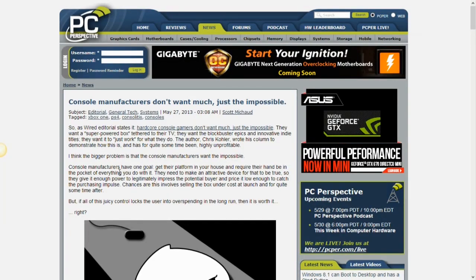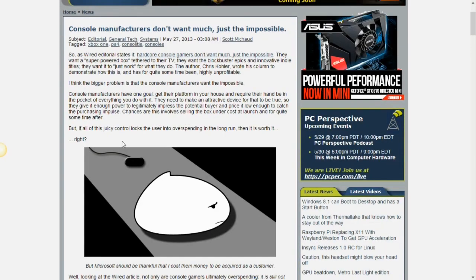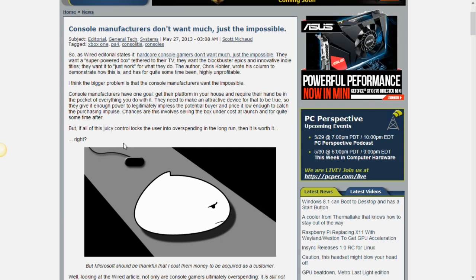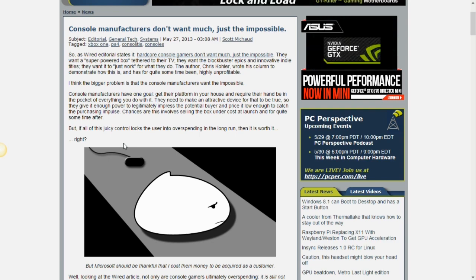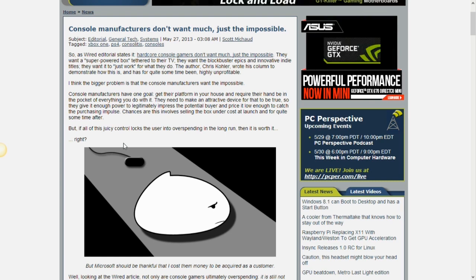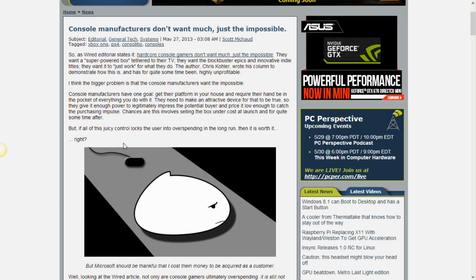Scott also wrote a second editorial up on the site making fun of console manufacturers, saying they don't want much, just the impossible. I'm not going to try to explain it. I feel like I'd have to read the entire thing to you. But he is starting it based on a Wired editorial that states hardcore console gamers don't want much, just the impossible. They want a super-powered box tethered to their TV. They want the blockbuster epics and innovative indie titles. They want it to, quote, just work for what they do. Zero configuration. It's just going to work.